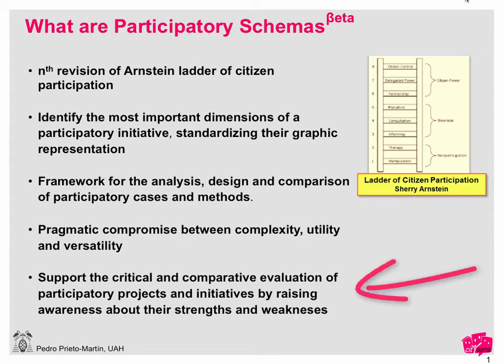And it has a critical focus. So we do not want just to analyze participatory processes, but to do it with a critical attitude. We will learn later why.